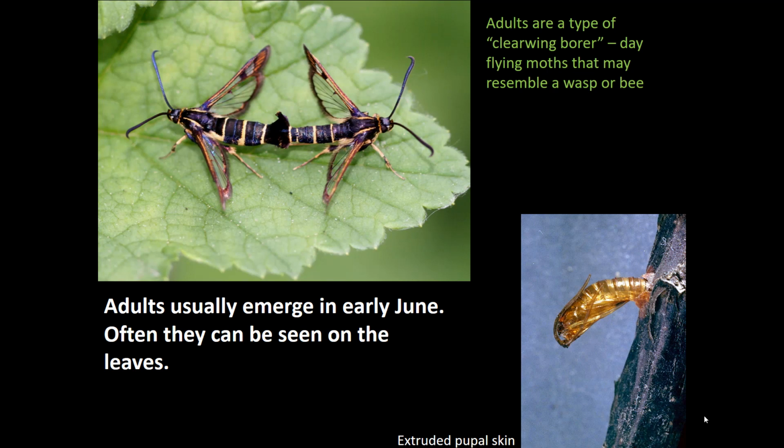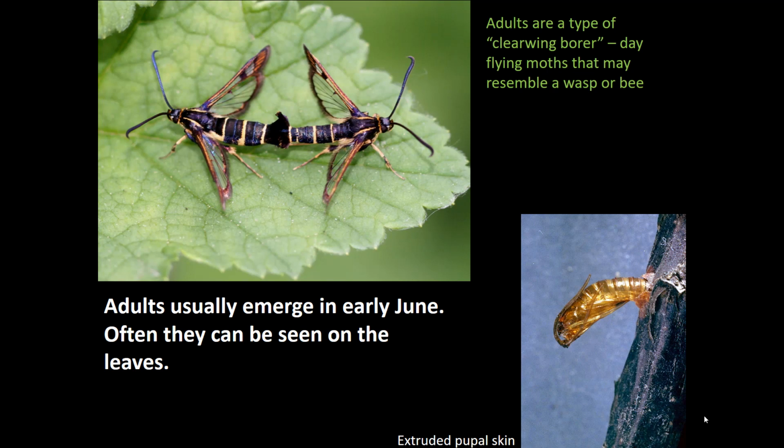When we talk about insects and borers in landscape plants, there's several clearwing borers that are important, and all of them are day-flying moths. Here's a mating pair of the currant borer, and often they have an appearance that makes them resemble some kind of wasp or bee, something that could sting. So these are good mimics of stinging insects.